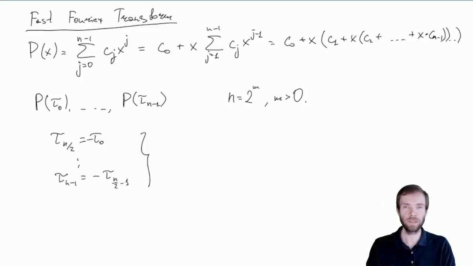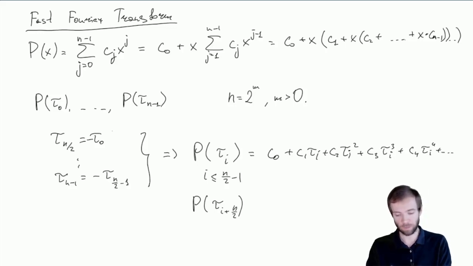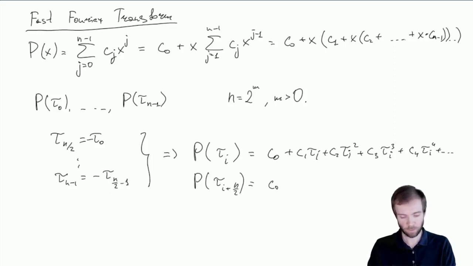Then if we choose our points this way, we can apply divide and conquer approach in the following way. Our polynomial value on points tau I, where I is less or equal than n over 2 minus 1, will be computed as, and the polynomial value at the point tau I plus n over 2, if we remember about these relations between our points, would be computed as c0 minus c1 tau I plus c2 tau I squared minus c3 tau I cubed, and so on.